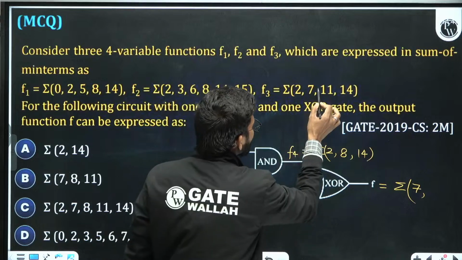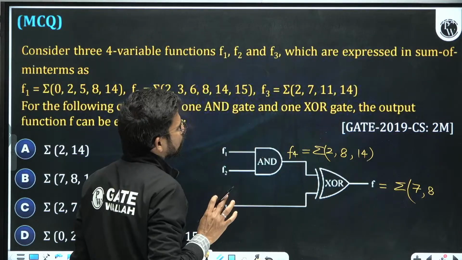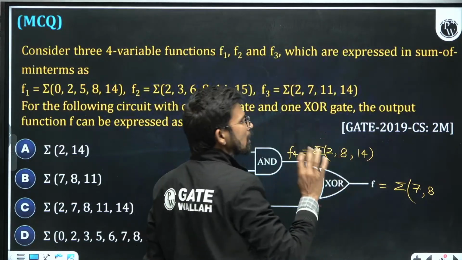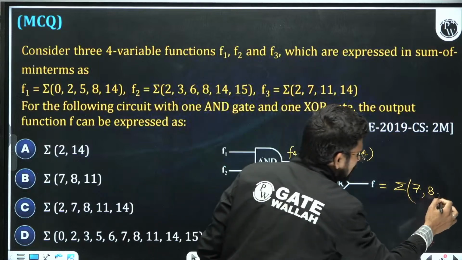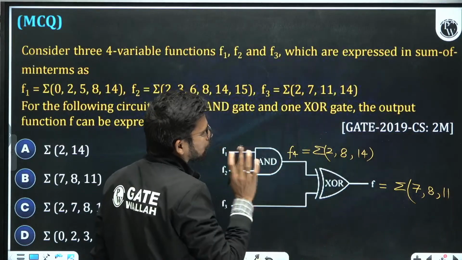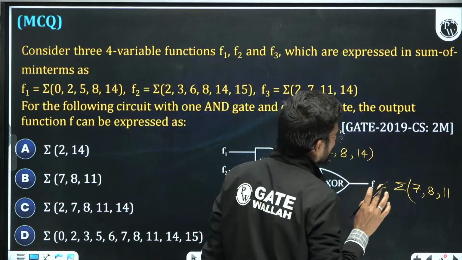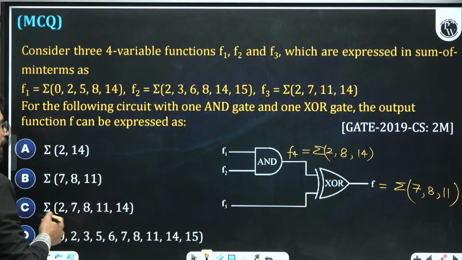8 is missing here but present here, will be there in the expression. 9 is missing in both, will not be there. 10 is missing in both, will not be there, and in the SOP expression it will not be there, it will be in the POS expression. 11 is here but missing here, will be there in the SOP expression. 12 is missing in both, will not be there. 13 is missing in both, will not be there. 14 is present in both, will not be there. 15 is missing in both, will not be there. So 7, 8, 11 will be there.